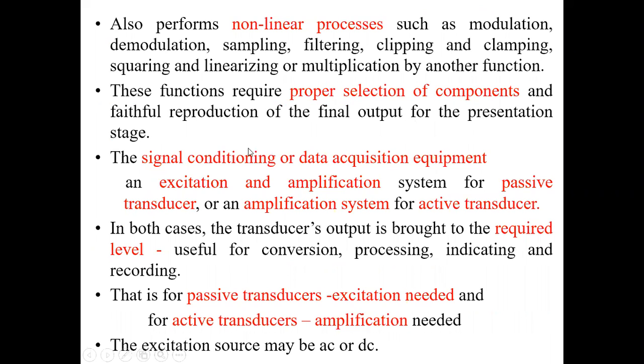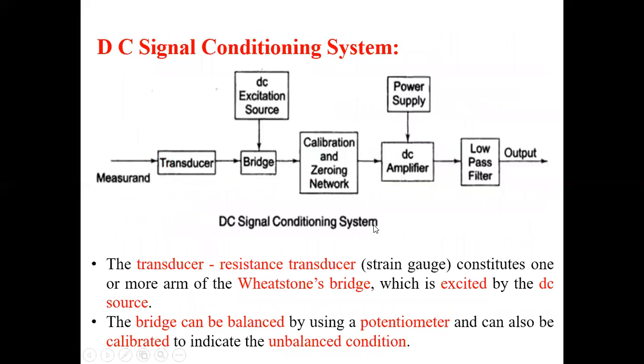In this signal conditioning system we are using transducers. The transducer may be passive or active. We know that an active transducer has no need for any excitation, whereas a passive one needs excitation, and this excitation source may be a DC source or an AC source. Based upon this, the signal conditioning system is of two types: DC signal conditioning system and AC signal conditioning system.